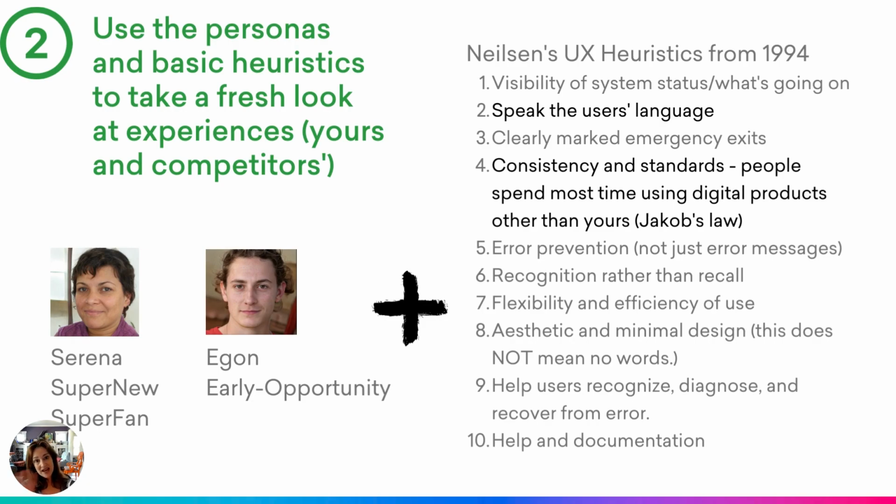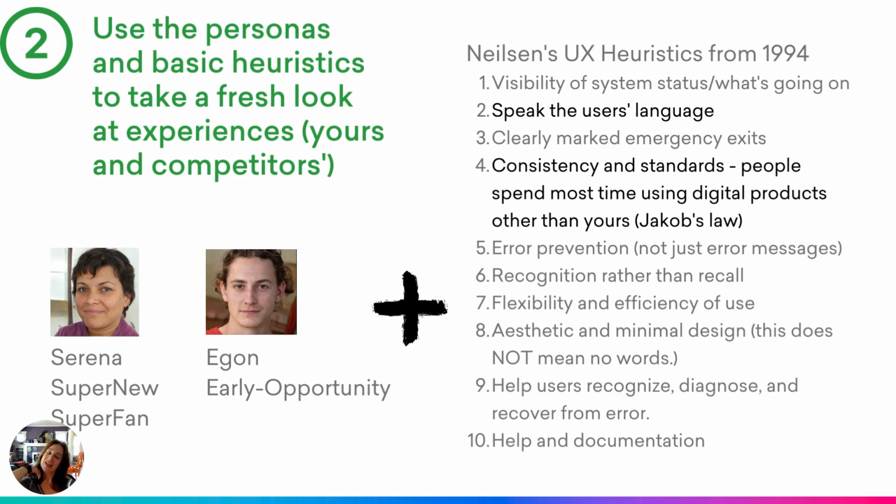So that's outlaw the word user and replace it with want and need based quick alignment personas. They're alignment personas because they allow you and your team to align on who you're focusing on. Then what do you do with those? Well, you can use the personas and some basic heuristics to take a fresh look at the experiences that you are creating and that your competitors are creating.